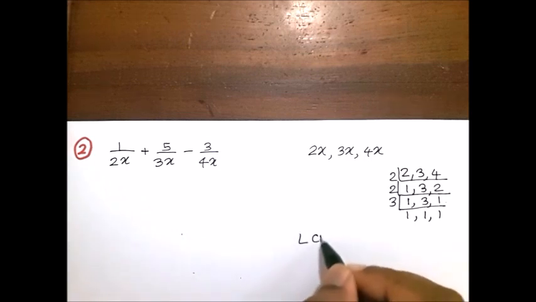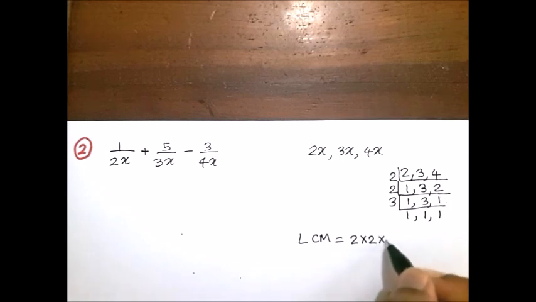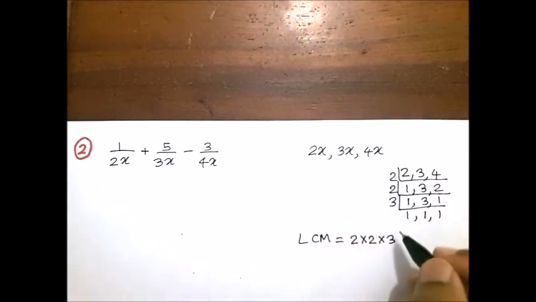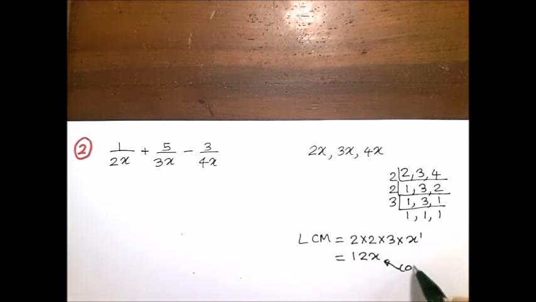Now take the LCM by multiplying these numbers: 2 multiplied by 2 multiplied by 3, and select the algebraic terms. It is x to the power 1. So the LCM is 12x. You have to take this as the common denominator of these algebraic fractions.